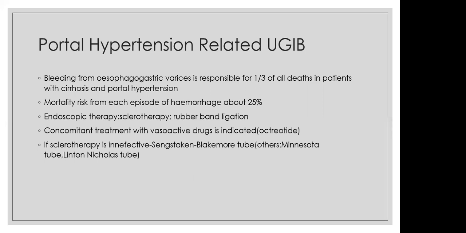So a combination of endoscopic therapy and octreotide is said to stop bleeding in about 80 to 90% of cases. If sclerotherapy is ineffective, then a temporizing measure can be used to stop the bleeding, like the Sengstaken-Blakemore Tube. There are other similar tubes available, like the Minnesota or the Linton-Nicholas tube.